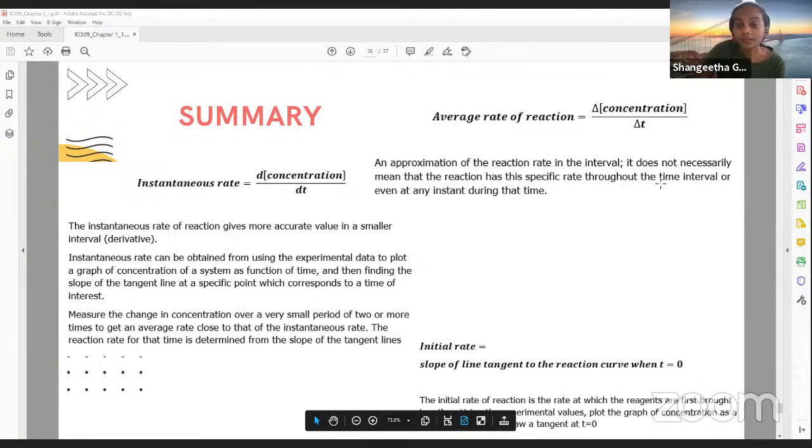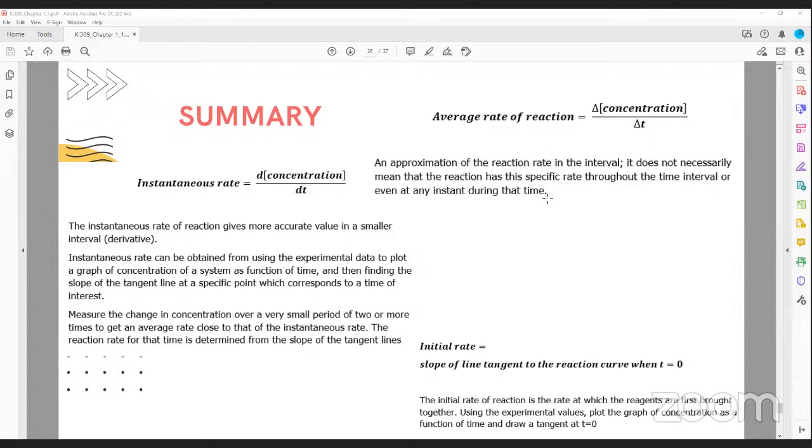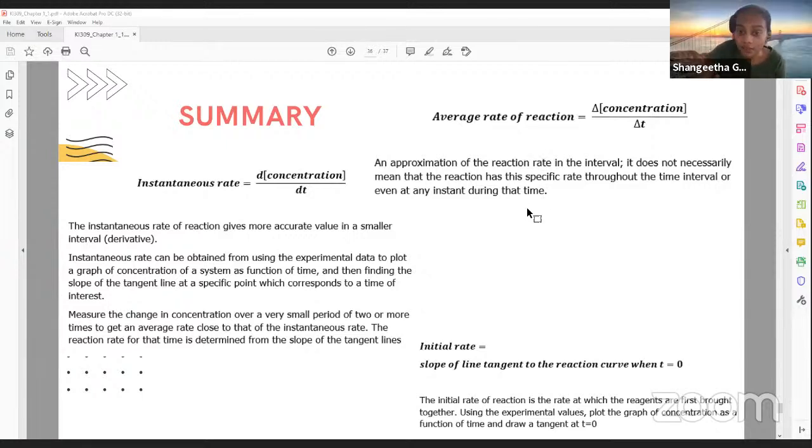Then you have your average rate of reaction, an approximation of the rate, the reaction rate in the interval. It does not necessarily mean the reaction has this specific rate throughout the time interval or even at any instant during the time. So we want to find the change in concentration from one time to another. And your initial rate refers to the instantaneous rate when t equals zero. So basically, these are the three things that we learned today, and you must be able to differentiate between them.